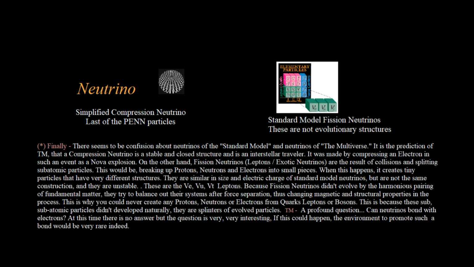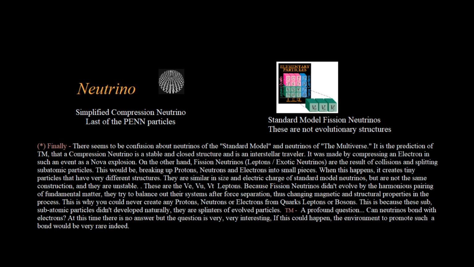Because fission neutrinos didn't evolve by the harmonious pairing of fundamental matter, they try to balance out their systems after force separation, thus changing magnetic and structural properties in the process. This is why you could never create any protons, neutrons, or electrons from quarks, leptons, or bosons. This is because these subatomic particles didn't develop naturally, they are splinters of evolved particles.